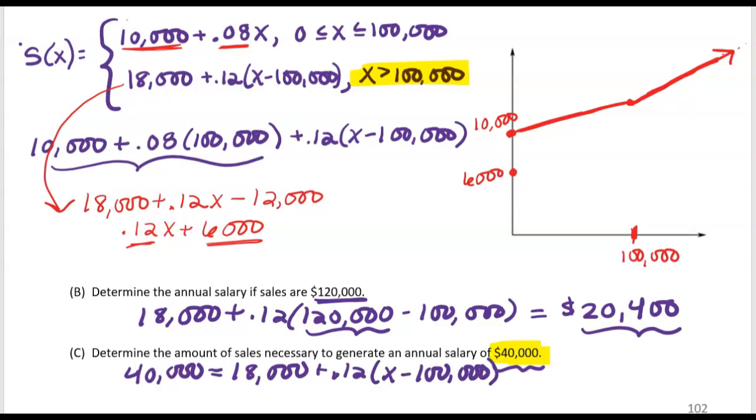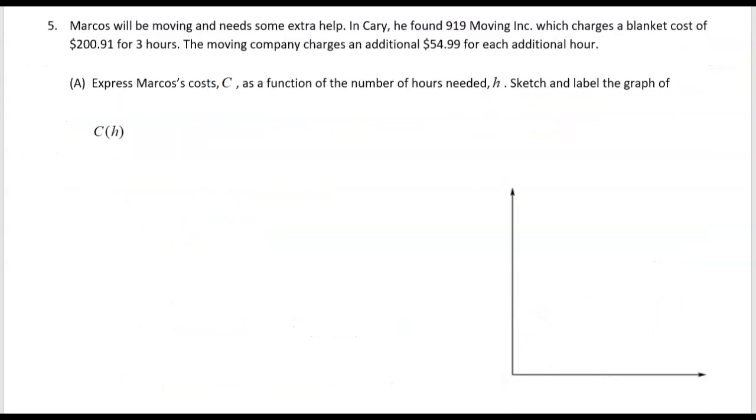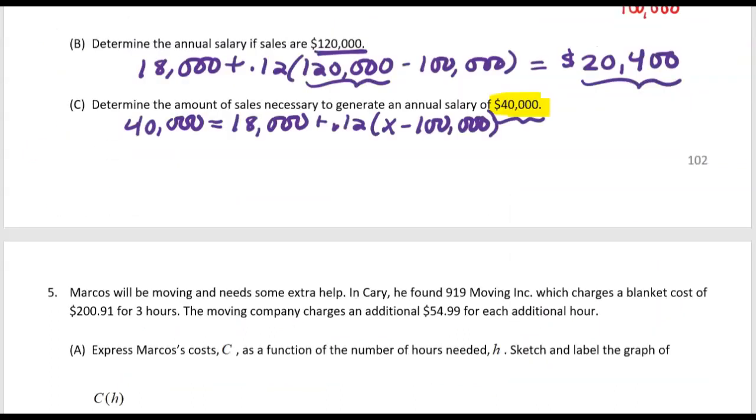I'm running a little low on space here. All right, so you want to distribute the 0.12 and you want to subtract the 18,000 from both sides. So when I subtract the 18,000 from both sides, I'm going to get 22,000 and I'll distribute the 0.12. We actually did some of the simplifying up above, so you could use that same simplifying if you wanted to. And then I need to add the 12,000 to both sides, which will give me 34,000.